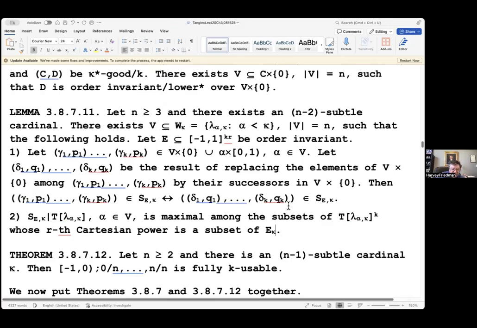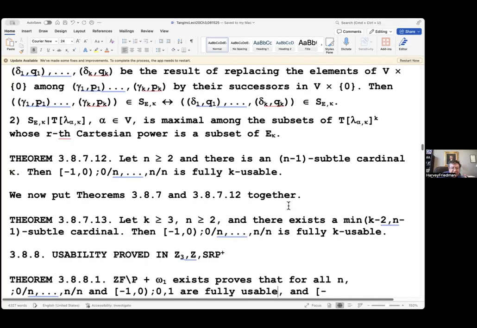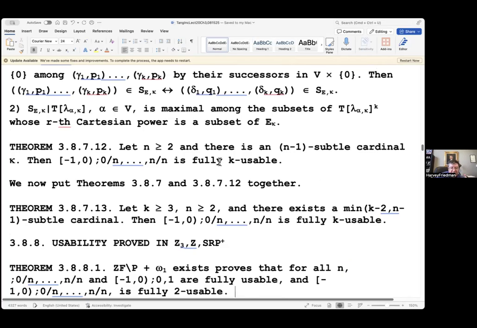I think I don't use the star anymore. And then finally we get this: if n is greater than or equal to 2, and there's an n minus 1 subtle cardinal, then I don't care what k is. And then you can put these two together, and you trivially get this. This is a trivial step. Then you can use min of k minus 2, n minus 1. So you have the best of both worlds. You take care of both cases in one fell swoop like this.